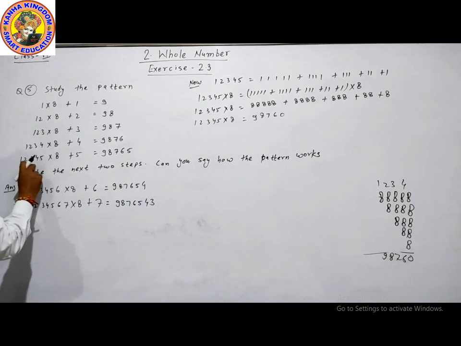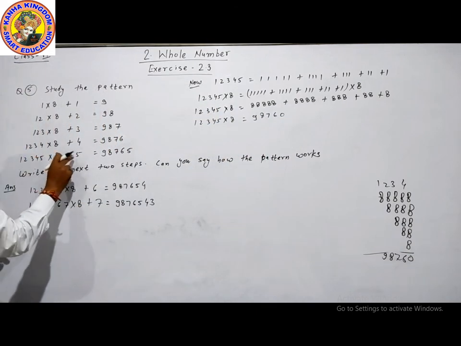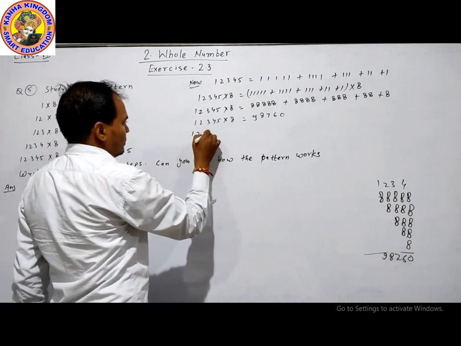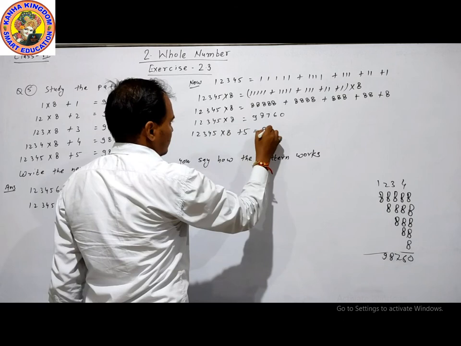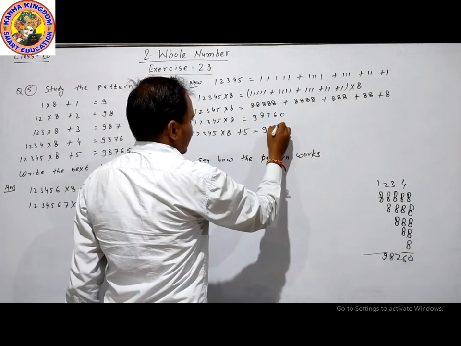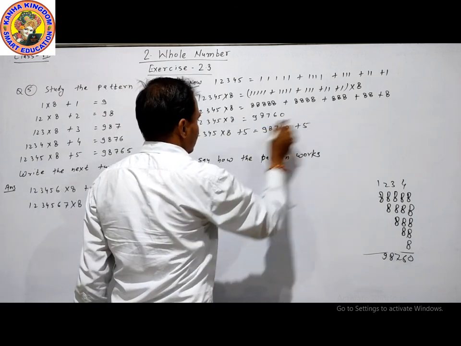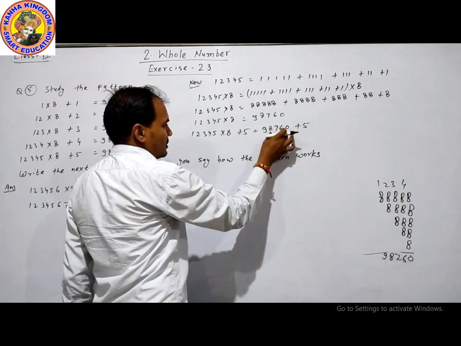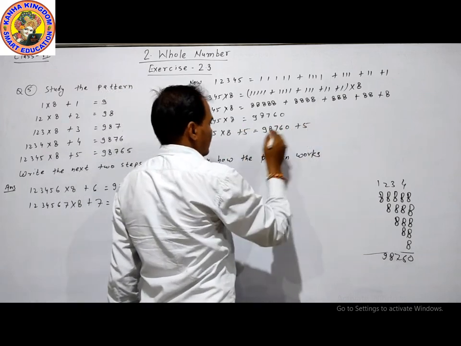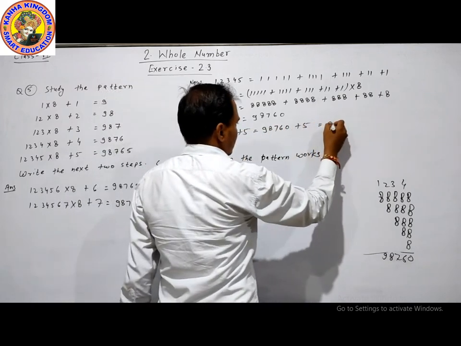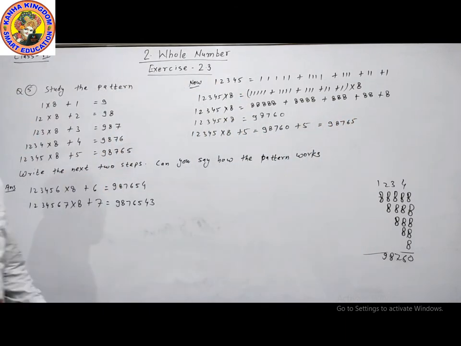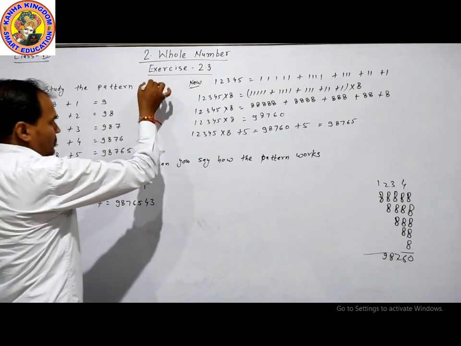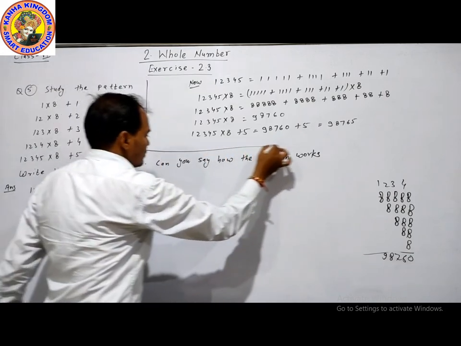Now 1, 2, 3, 4, 5 multiply by 8, then plus 5. 1, 2, 3, 4, 5 into 8 plus 5 is equal to 98760, then plus 5. After multiplication, we get answer, then plus 5 is equal to 98765. This is our answer for justify.